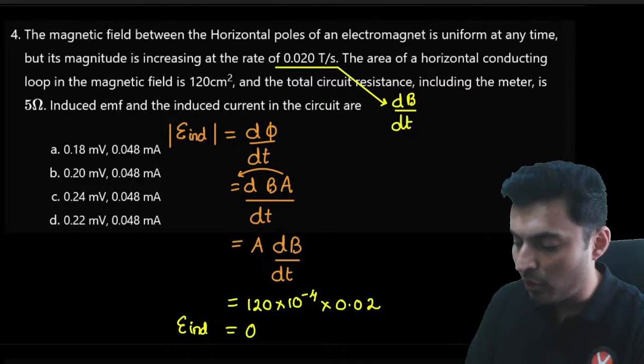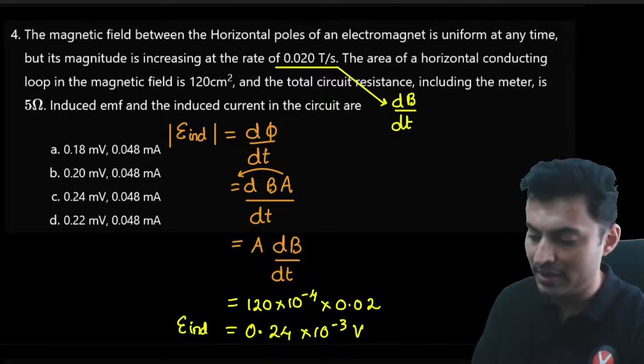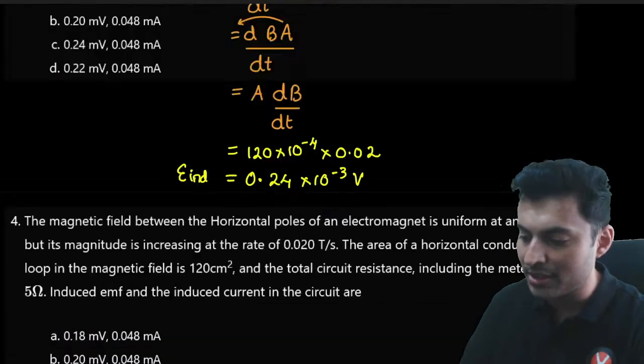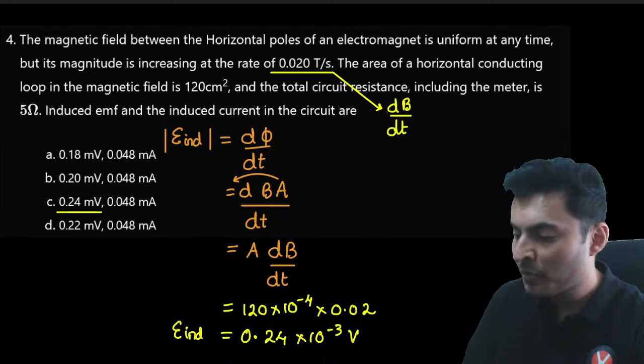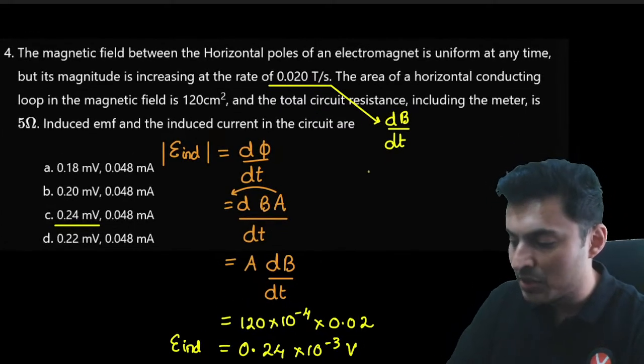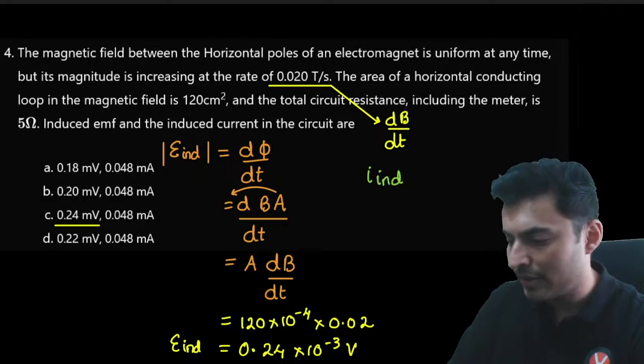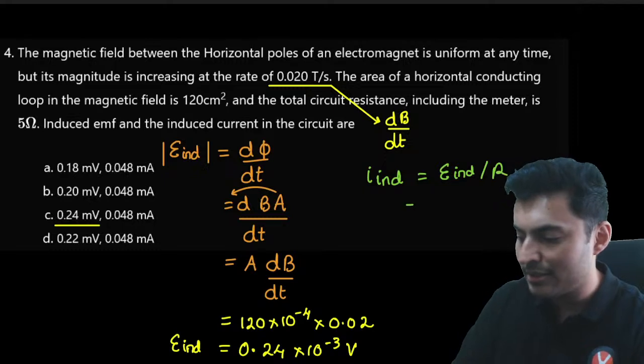So, I think it will be 0.24 into 10 to the power minus 3 volts. Yes, option C is the correct one. You can see 0.24 into 10 to the power minus 3 volts. Once you get this, you can find the induced current also. It is not that difficult. It is nothing but the induced EMF divided by the resistance.